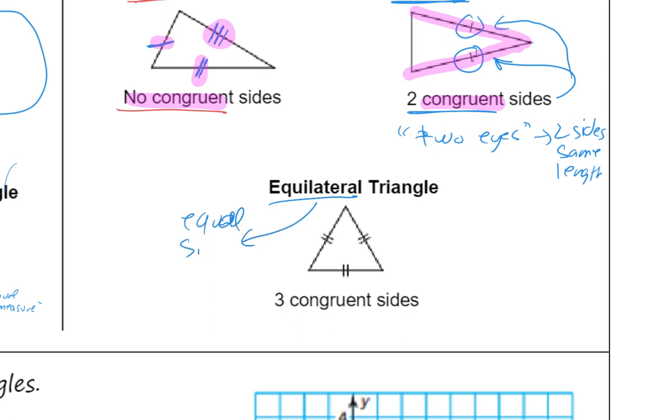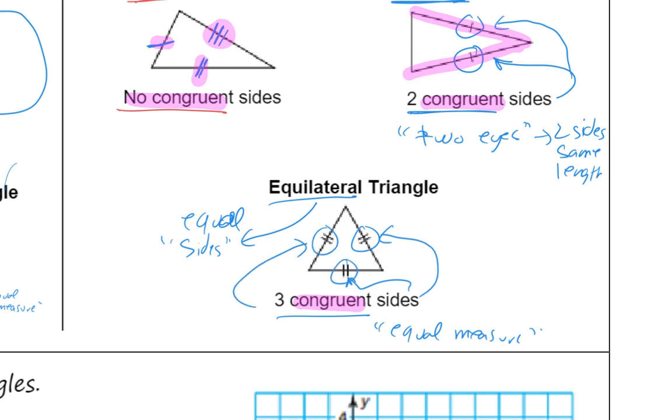Lateral means sides. So equilateral means equal sides, three congruent sides. And we know that congruent means equal measure. That's why we are showing that this side right over here has 2, this side right over here has 2, and this side right over here has 2. So that confirms for us that this side is equal to this side is equal to that side, because it's equilateral.